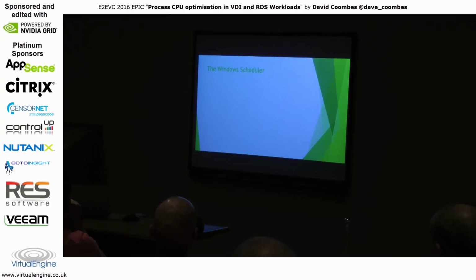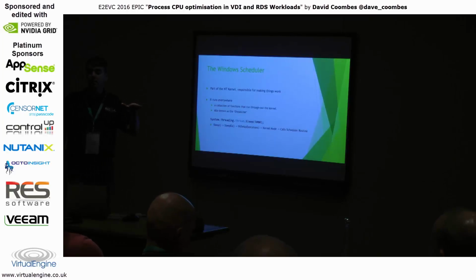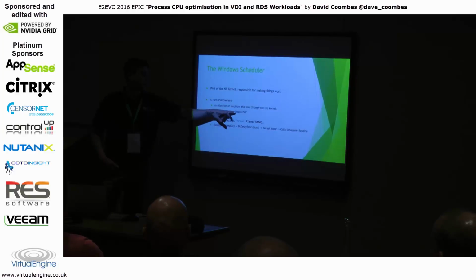Before we can understand why you may or may not have problems, we need to understand how Windows deals with all of this. So we'll delve into the scheduler. It's part of the kernel, and basically it's responsible for making things work. It's the thing that gives all your threads and processes time on the CPU. It runs everywhere. What I mean by that is you won't find a process on Windows called scheduler.exe. It's not an application. There aren't even kernel threads dedicated to doing scheduling. It runs all throughout the operating system. It's made up of a bunch of functions that you'll sometimes see referred to as the dispatcher.